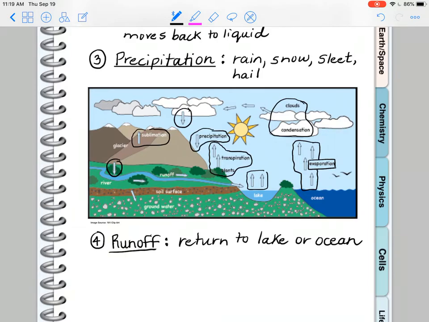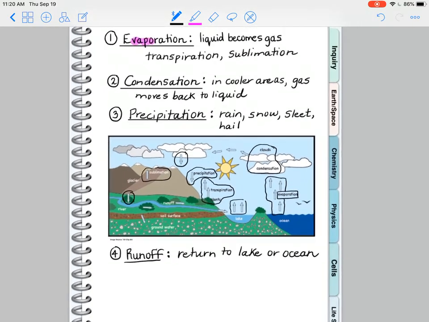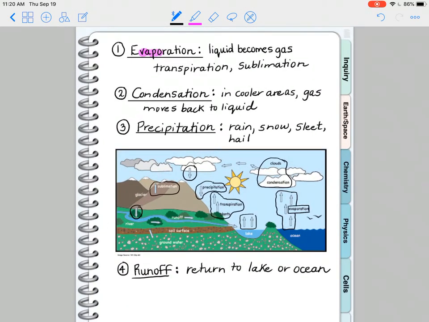So you also get water coming from plants in the form of transpiration. It just evaporates up out of the plants. You have groundwater and water in the soil that finds its way back to oceans and lakes so that it can be absorbed again. So those are the 4 steps of the water cycle.